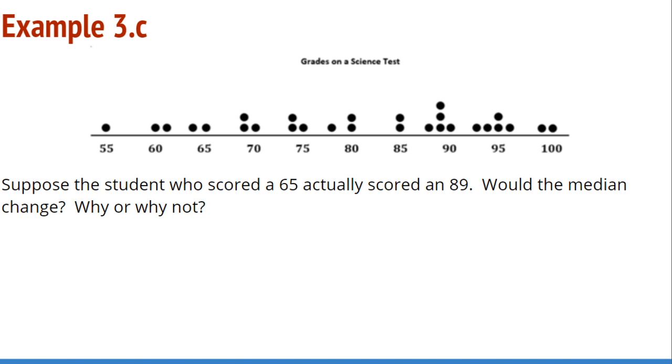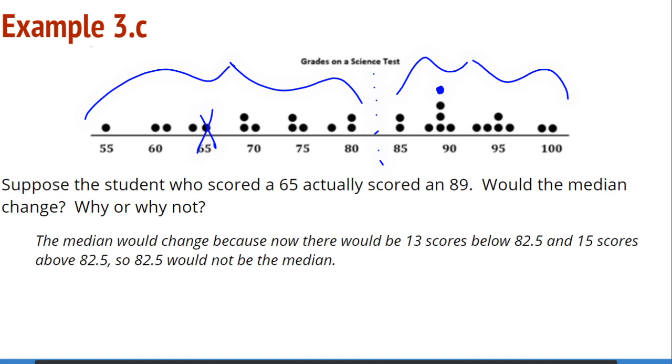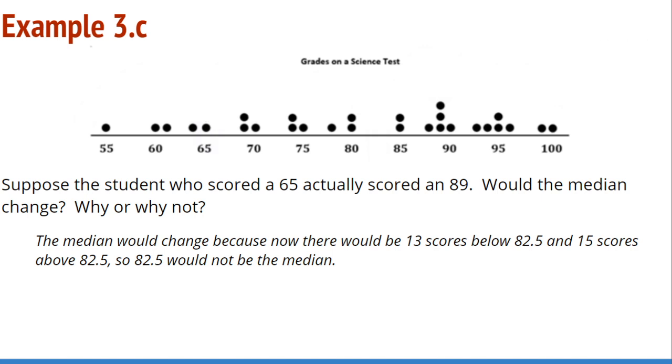Suppose the student who scored a 65 actually scored an 89. So the 65 here now all of a sudden moves over here and becomes an 89. Is that going to change the median? Remember, our middle was here. Now I have 13 over here and I have 15 over here. The median is going to change. I've got 13 on the left side, I've got 15 on the right, so 82 and a half is no longer the median.